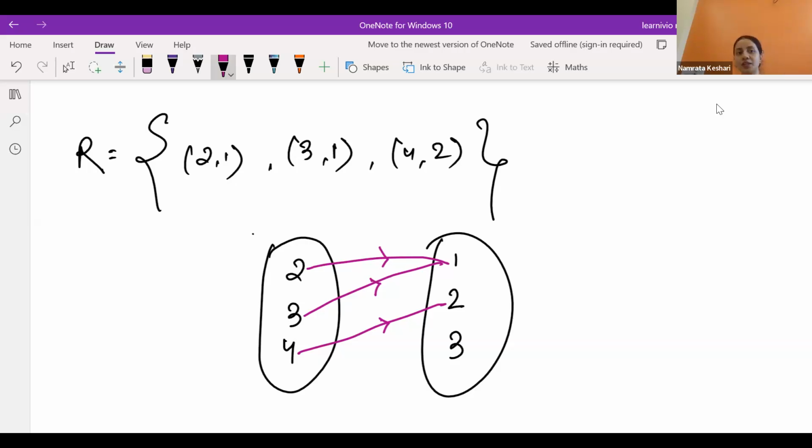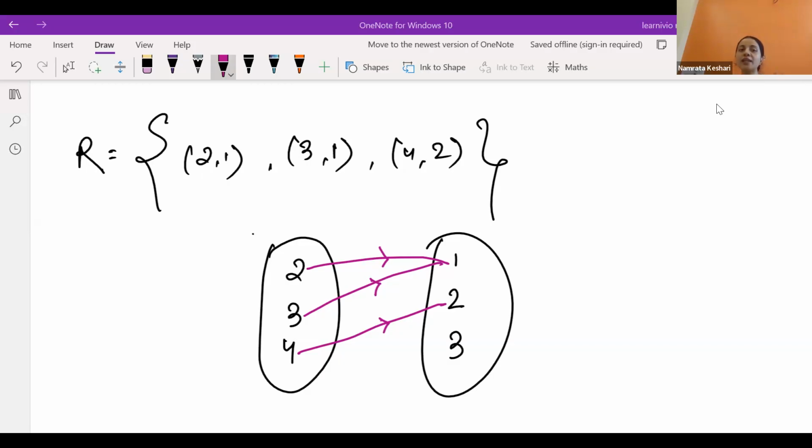Rule number 1 verified. Rule number 2 says each and every element from the first set must have its unique image. So the image of 2 is 1 and 3 is saying my image is also 1. So the image is not unique. Can you see? Yes, ma'am.